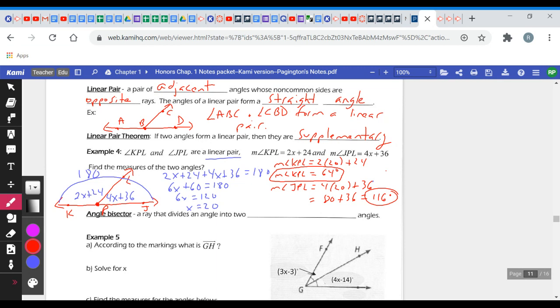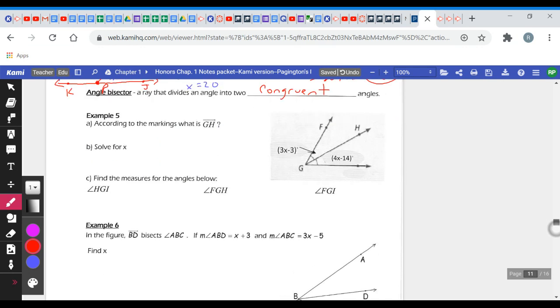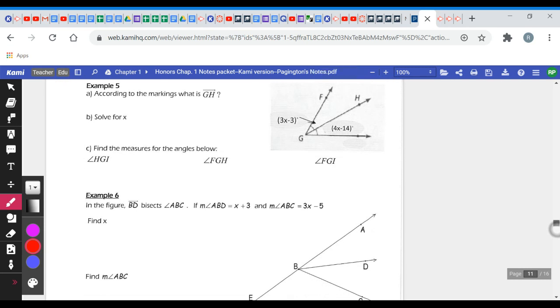Okay, the next word is angle bisector. Remember we said bisect means cuts in half, but what are we cutting in half? In this case, an angle. So here is the definition: a ray that divides an angle into two congruent angles. And then on example 5, this one is again just some more practice of setting up an equation and solving based on the information given. So if we go ahead and move this up here, it says, according to the markings, what is ray GH?